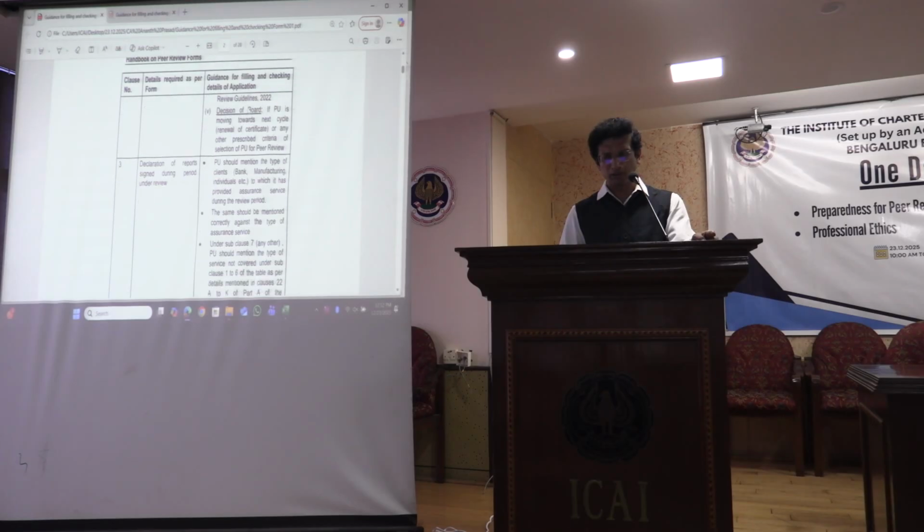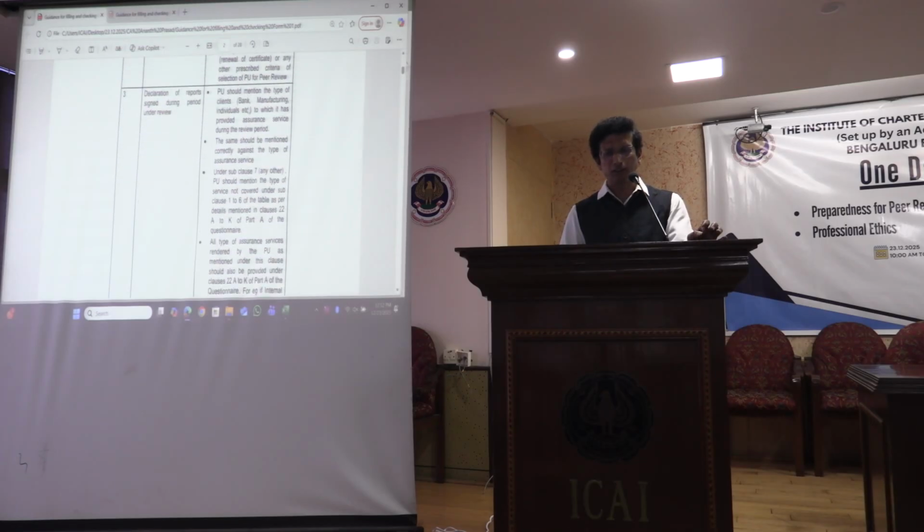All this is already covered, but see how they have given it. For example, you should mention the type of clients. So keep this and fill your Form 1. Your 80-90% of the data is readily available, except for the leadership part where you have to put it in, but there also they give you the guidelines.